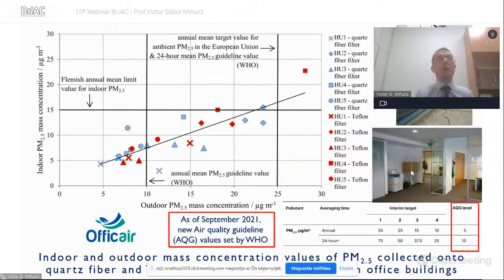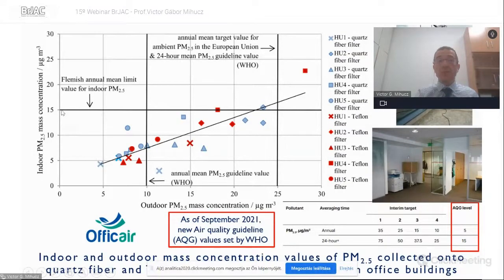This is another big problem: if you would like to have a sufficient amount of PM sample, how to do the insulation, how to not disturb the everyday working life of the employees there. And it was surprising, if you look at this plot, that we plotted the outdoor PM 2.5 mass concentration, in micrograms per cubic meter of air sampled, as a function of the indoor PM 2.5 mass concentration. You can see that from the indoor point of view, there is no uniform regulation across Europe.